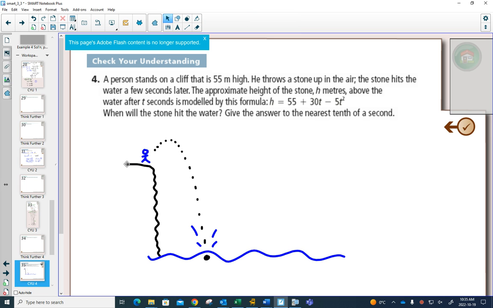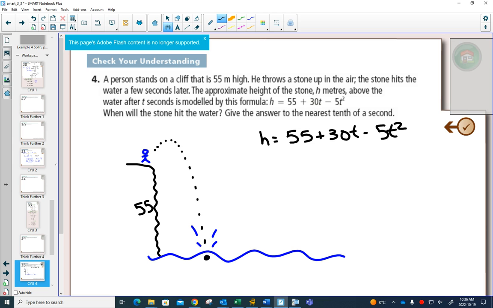Perfect. There is our picture. Throwing a stone up into the air, hitting the water a few seconds later. This cliff happens to be 55 meters tall. And they say that the equation is modeled by this: h equals 55 plus 30t minus 5t squared. When will the stone hit the water?